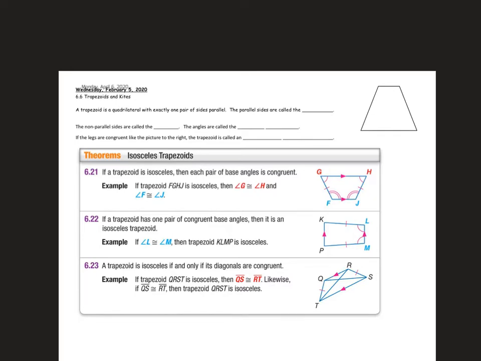We're going to carry on today to section 6.6, and that is trapezoids and kites. This is our last section of this chapter. So a trapezoid is a quadrilateral with exactly one pair of sides parallel. Over here, I have a picture of a trapezoid, and these are the two parallel sides.